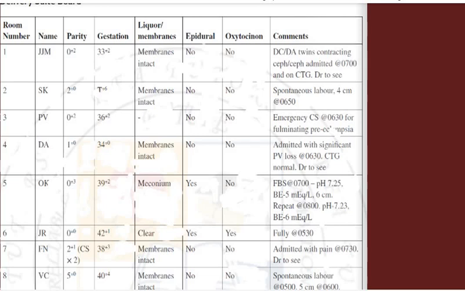Room number 8, patient VC, para 5+0, 40+4 weeks, membrane intact, in labor. I will review the notes, observations, abdominal and vaginal examination, fetal heart rate, and previous deliveries. As she is a grand multipara, I will be vigilant for postpartum hemorrhage. So active management of the third stage of labor will be done. IV line will be secured and blood will be cross-matched because of the risk of postpartum hemorrhage. The partogram will be maintained. It is a routine case right now.